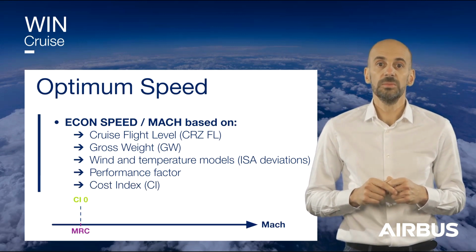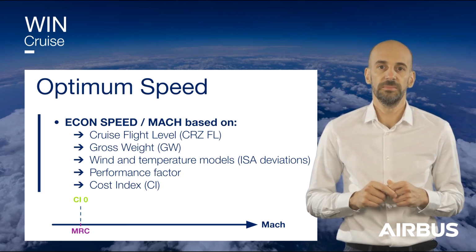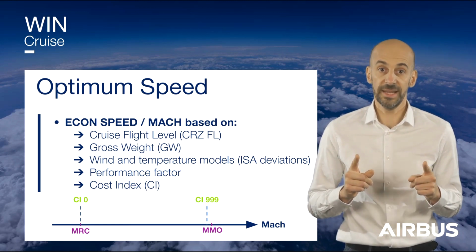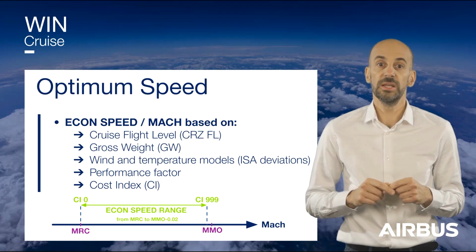Cost index 0 corresponds to the minimum fuel consumption, maximum range. Cost index 999 corresponds to the minimum flight time, maximum speed. For more information, please refer to the Wind video about cost index.